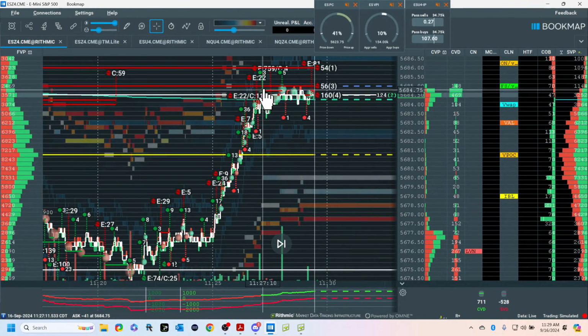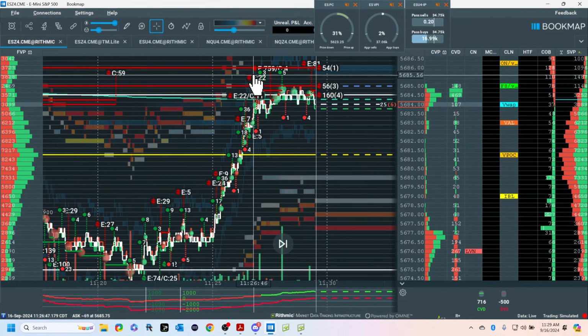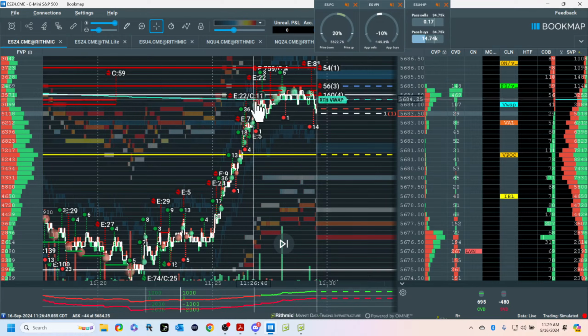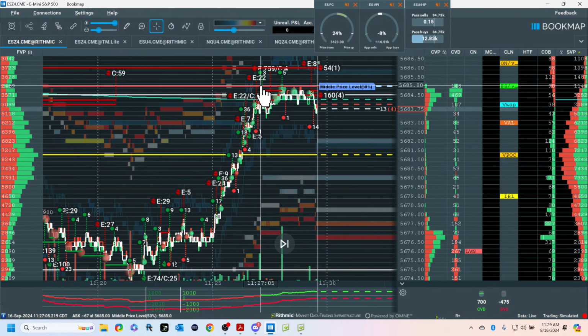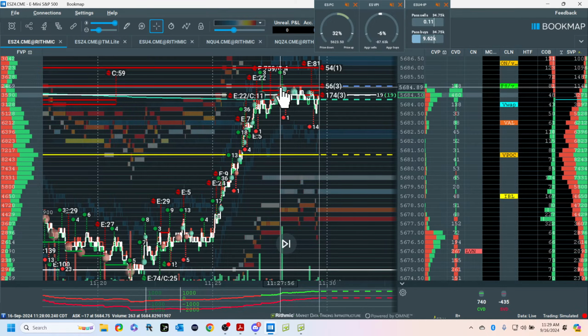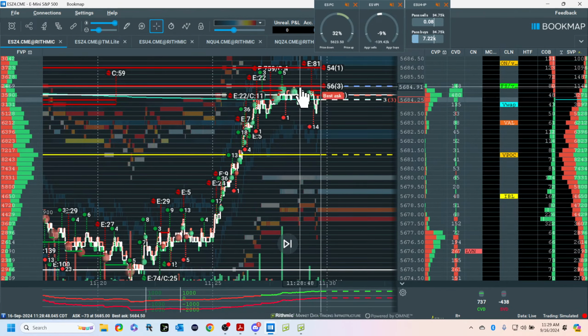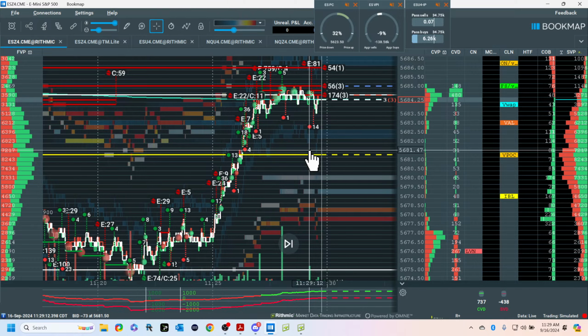So let's watch this. Here's my absorption. Here's my icebergs. I don't have a lot of stops here. Oh, mid is right here. So selling the mid, a bit aggressive. I would not be selling the mid. And it might be the trade of the century to come back here.